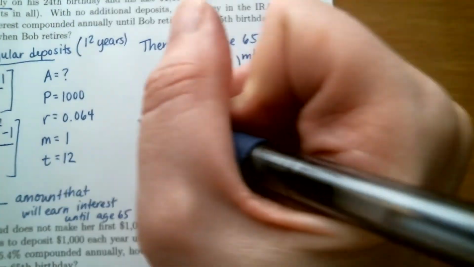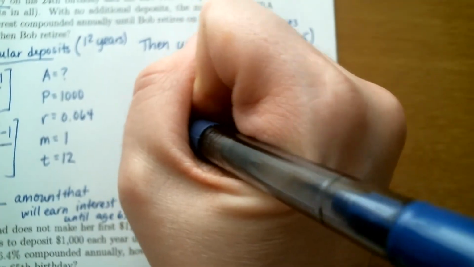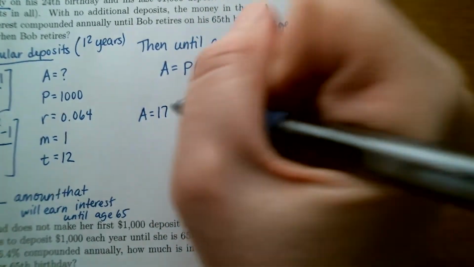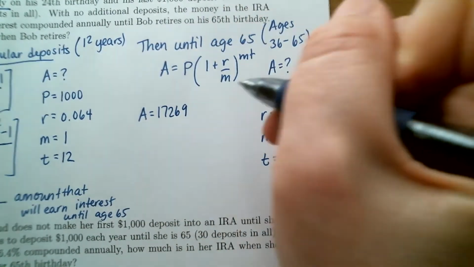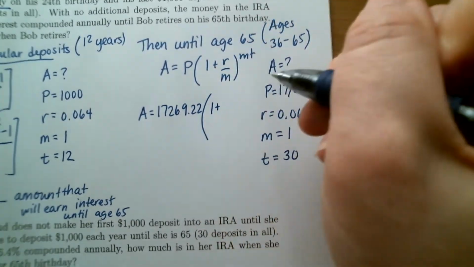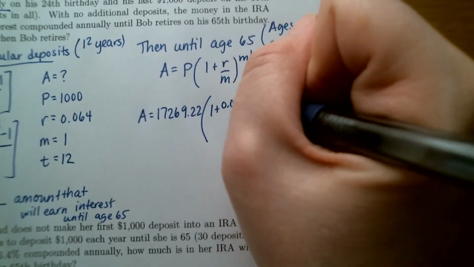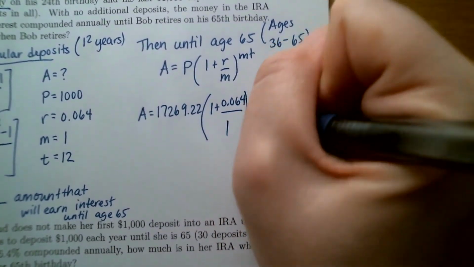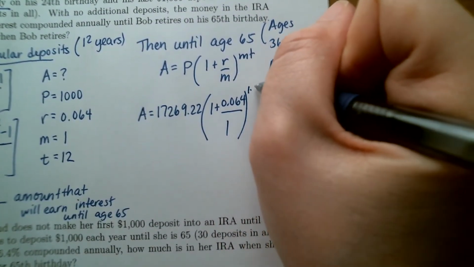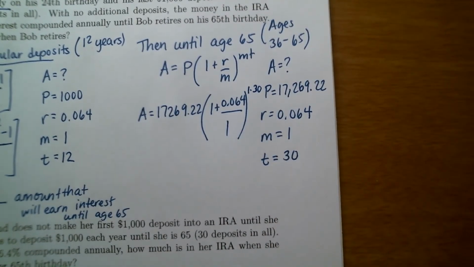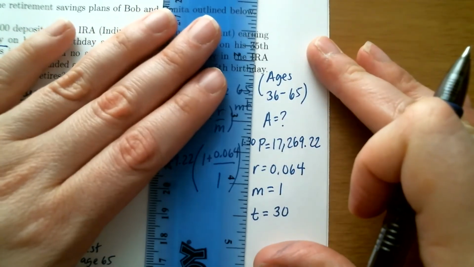So let's plug all this in. We're looking for the A value. So it's going to be $17,269.22 times 1 plus the R value over the M value, to the 1 times 30. So we just need to plug all of this into the calculator. Let me draw my little partition.